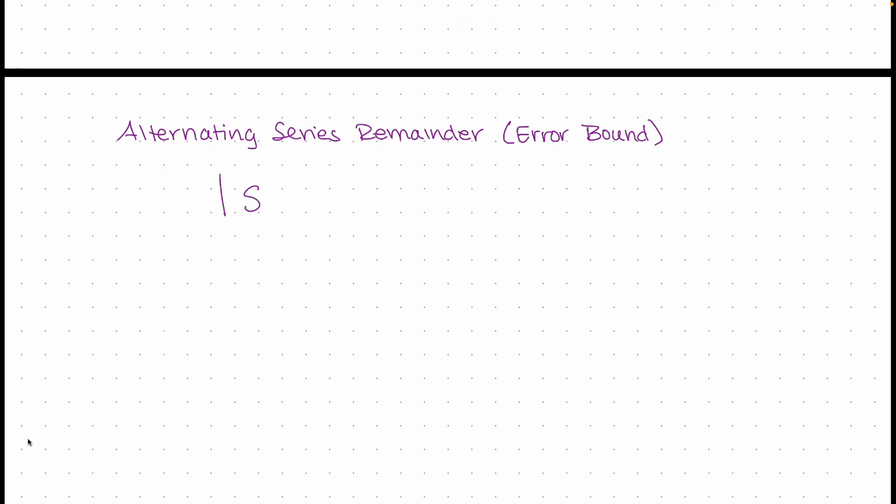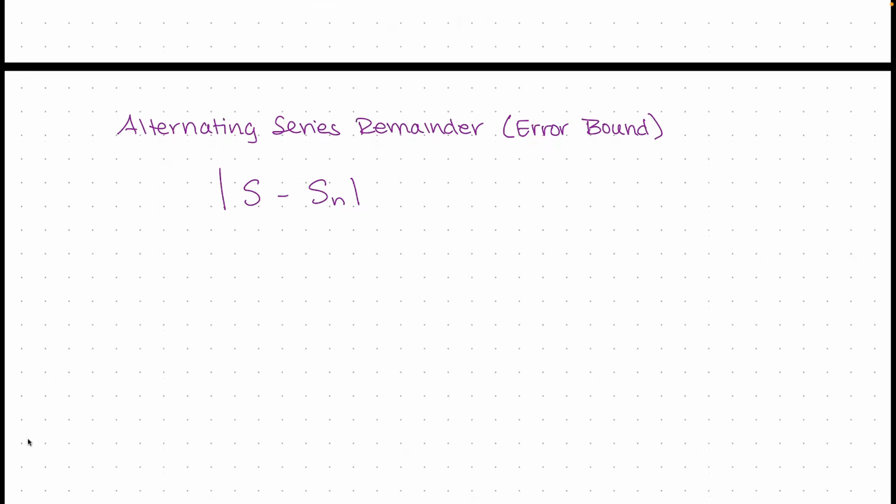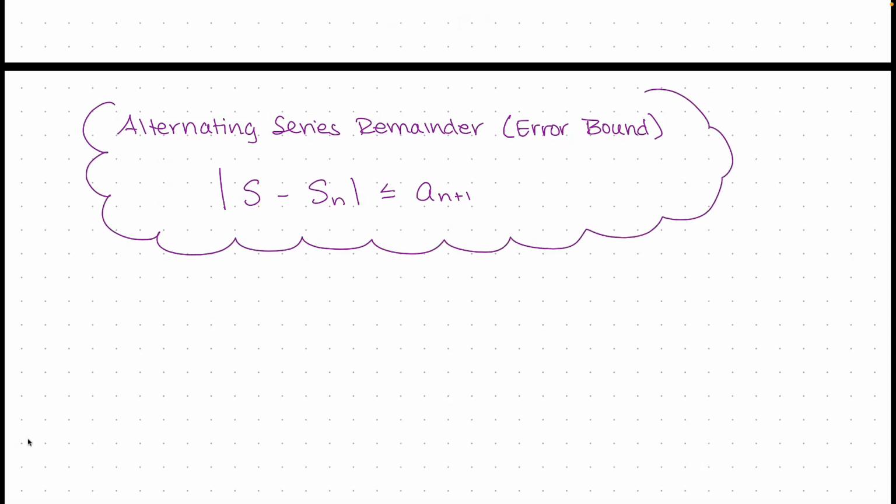Remember S without a subscript? That stands for the infinite sum. But when we put a subscript on it, that's a partial sum. So S is adding all the terms up to infinity, and S sub n is just adding n terms. This will always be less than or equal to a sub n plus 1. And that's it. I'll explain it better with an example in case you don't see it.